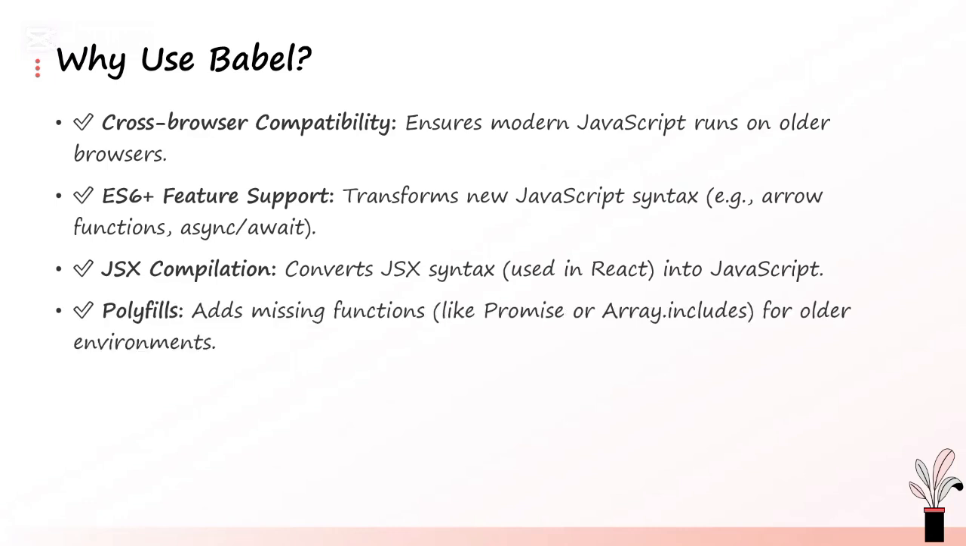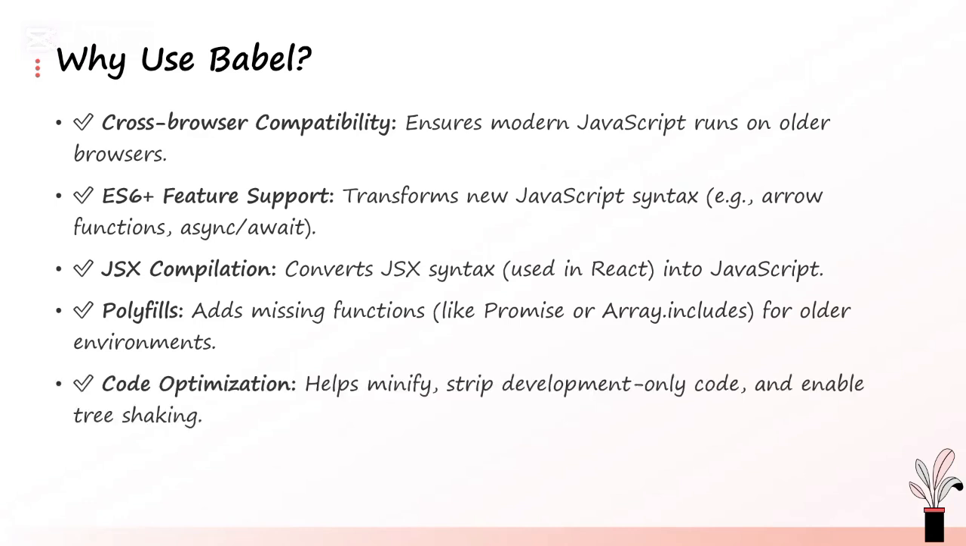For polyfills, it adds missing functions like promise or arrays for older environments. Code optimization helps minify, strip development-only code, and enable tree shaking. Now, somehow, these things we are talking about here might be advanced, so we are not going to dive deep into it. But I just want to bring to your notice that you'll be seeing Babel. Another thing you're still going to be seeing often is Webpack.